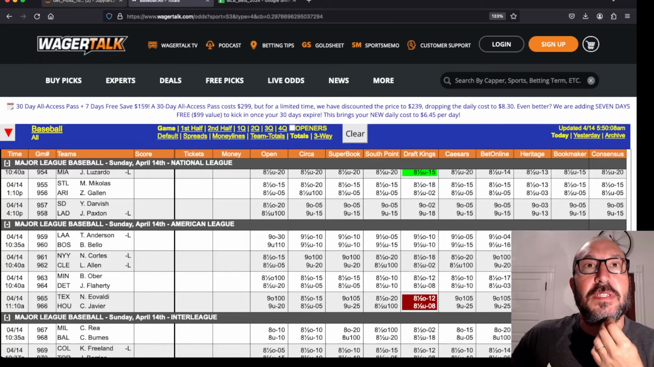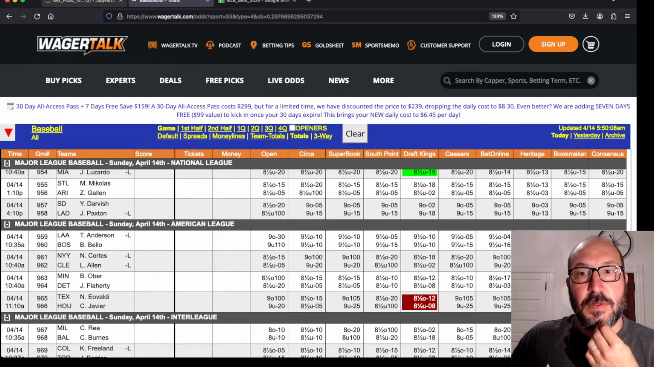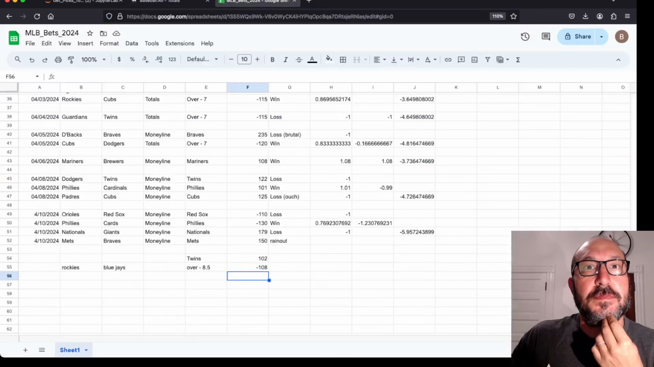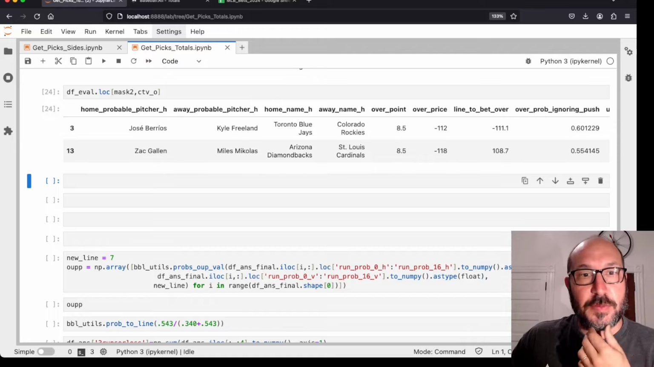So it looks like we just got the two bets today, one side and one total. So Twins plus 102 and Rockies Blue Jays the over 8.5 at minus 108. So that's our picks for today.